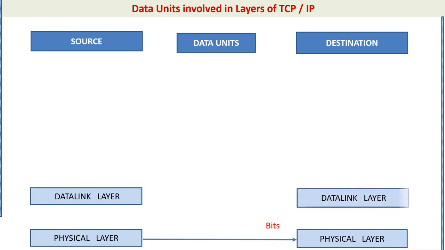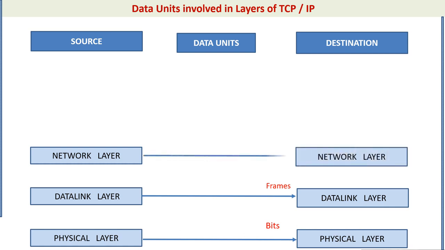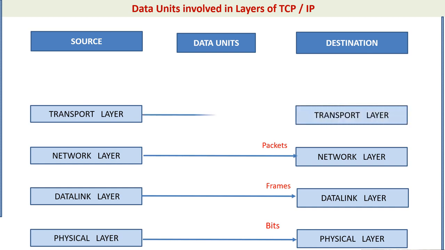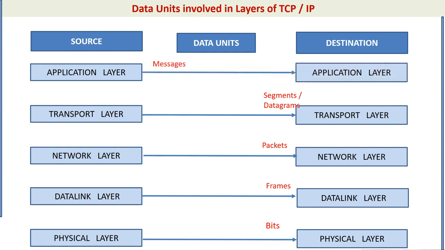Data link layer uses the data units as frames. Network layer uses packets. Transport layer uses the data units as segments or datagrams. The application layer uses messages as data units.